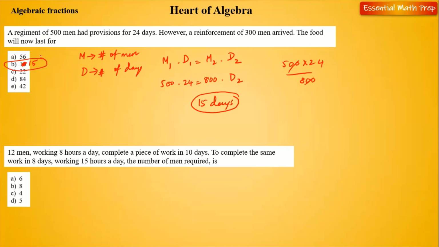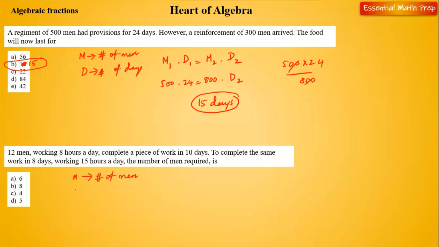Okay. As I mentioned previously, you do not have to restrict yourself to just 2 variables on each side. You can actually have 3 variables. Here we have 12 men working 8 hours a day, completing a piece of work in 10 days. To complete the same work in 8 days, working 15 hours a day, the number of men required would be, let's assume M as number of men. You would see just how simple this problem is. Had I had this sort of logic when I was learning these concepts back in the days, I would have finished my test faster. In fact, I may have even got a better score.